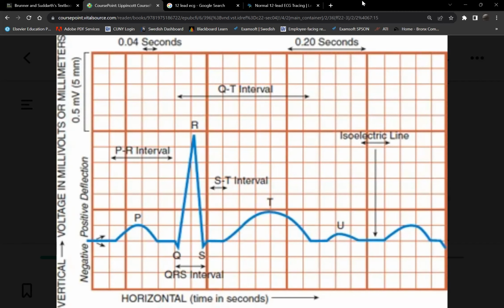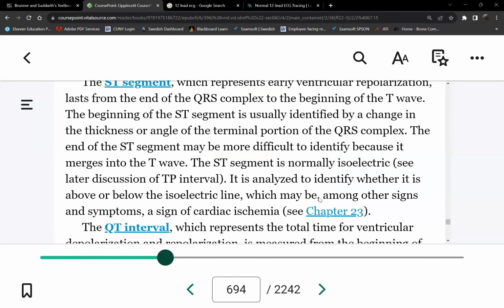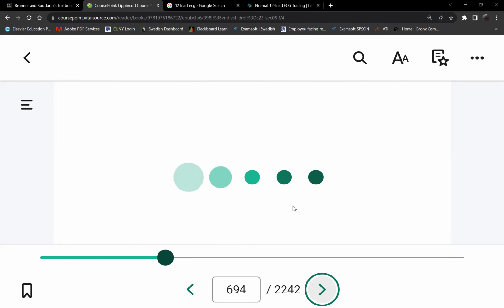To measure, by the way, we imagine an isoelectric line. What is an isoelectric line? It's an imaginary straight line from which every wave and complex leaves and returns to. So this one doesn't count because this is drawn by somebody. So let's look at an actual one. I'll go back to this page.